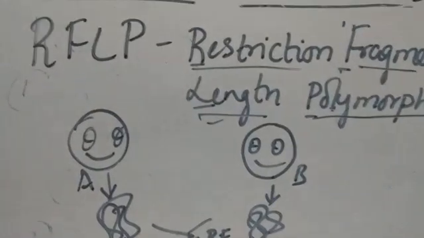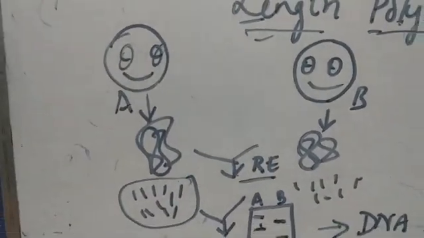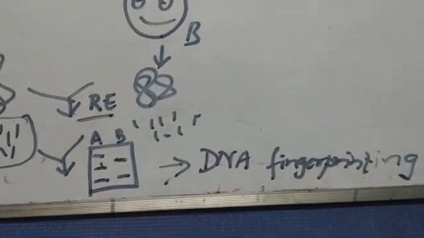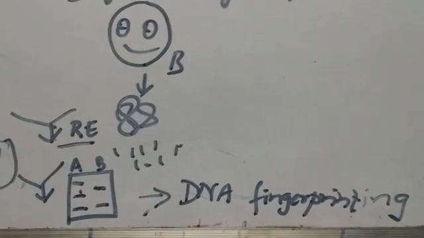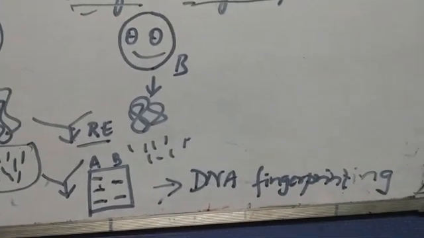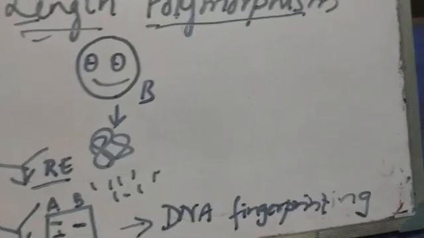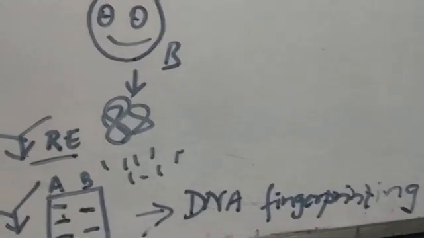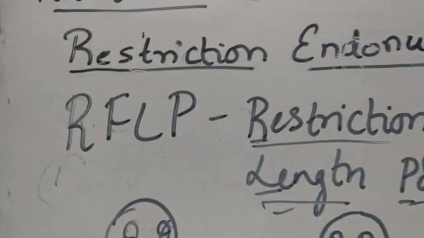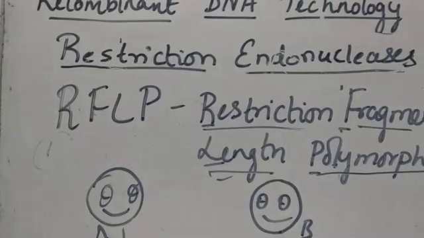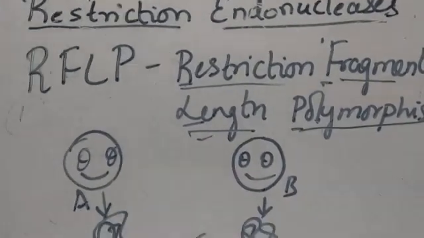This technique, RFLP, is mainly used for DNA fingerprinting. I'm sure you have heard of the technique called DNA fingerprinting, which is used to find criminals using even a little bit of DNA found at the crime site. So the basis of this technique, DNA fingerprinting, is nothing but RFLP, which is very much based on the restriction endonucleases that we have seen.